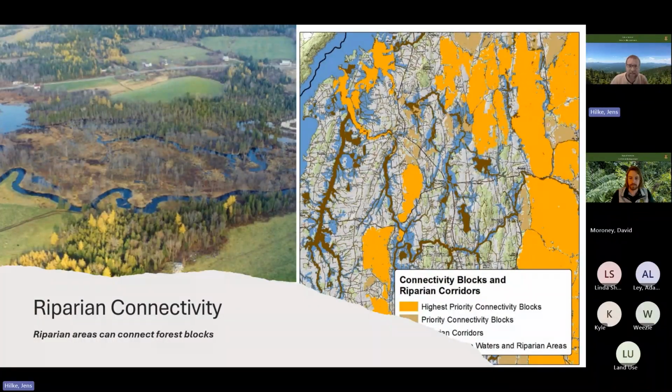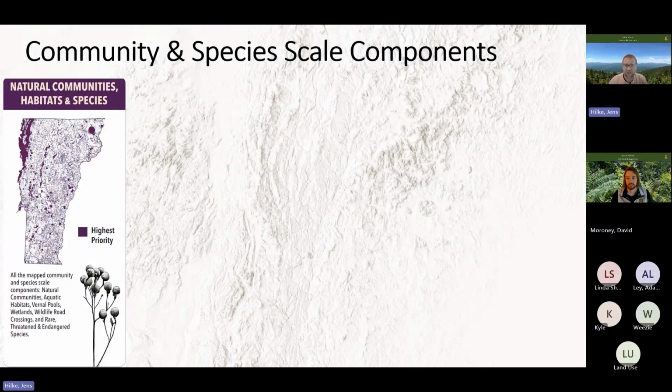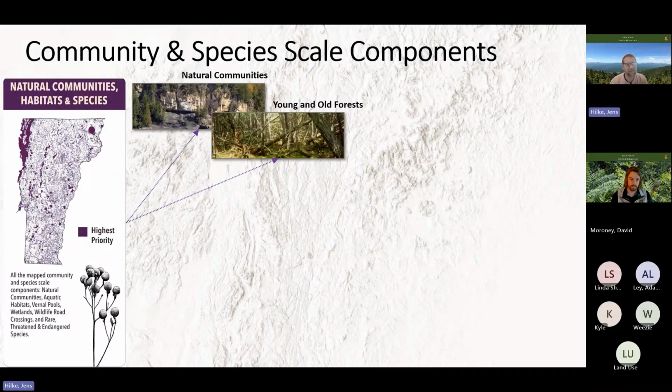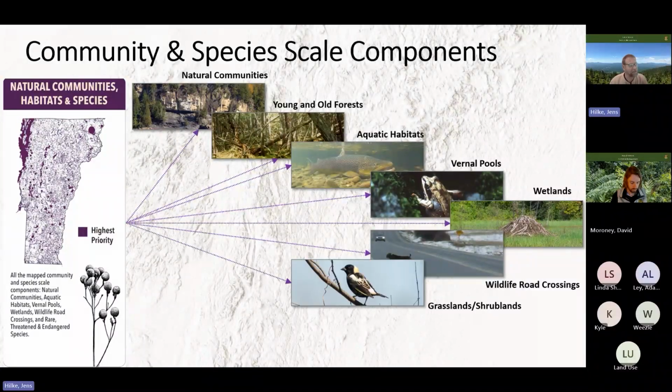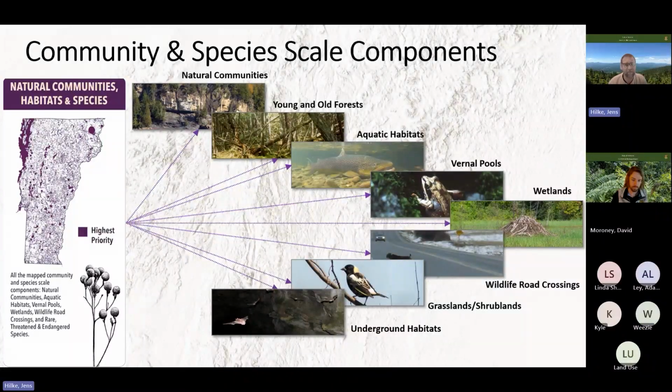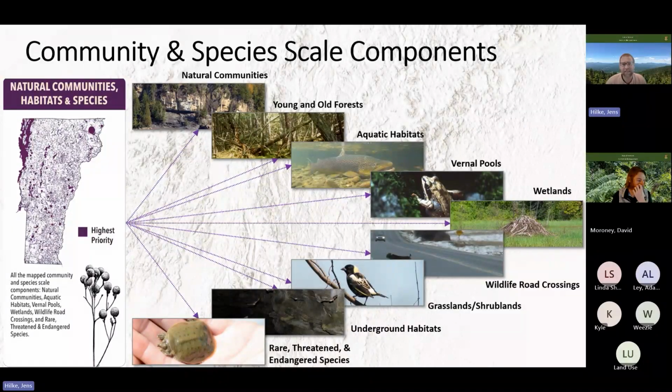Now let's just switch gears and think about the community scale components. I'm just going to show you this list. Natural communities, young and old forests, aquatic habitats, vernal pools, wetlands, wildlife road crossings, grasslands and shrublands, underground habitats, and rare, threatened, and endangered species. Now, I don't have time to get into all of these, but you can think about a lot of these as hotspots of biological diversity. And so in some places, they overlap with that landscape scale network, and they add value to that network. In other places, they fall outside of the network, and they're still incredibly important as a conservation target.